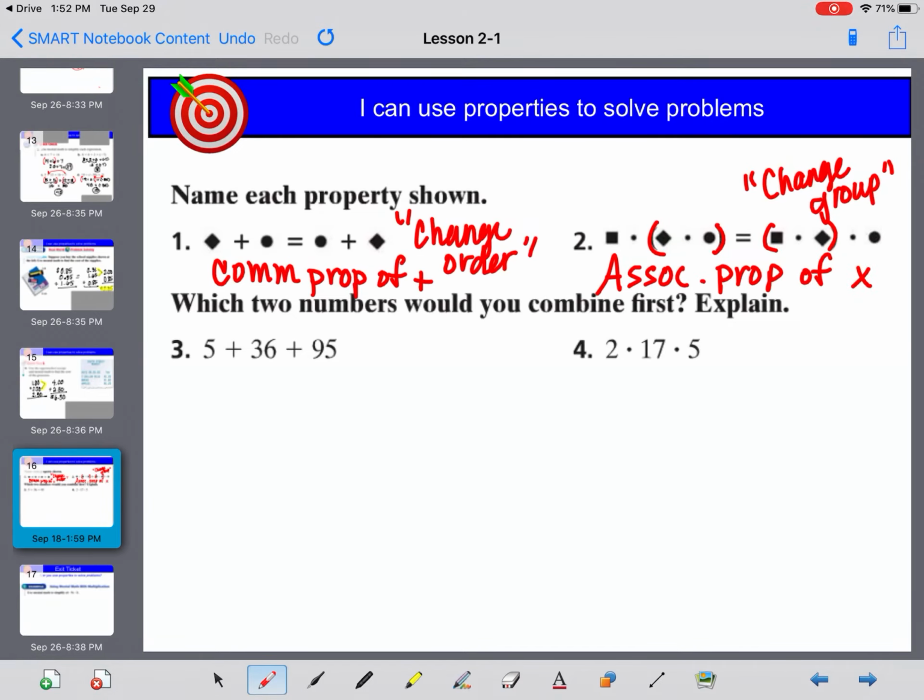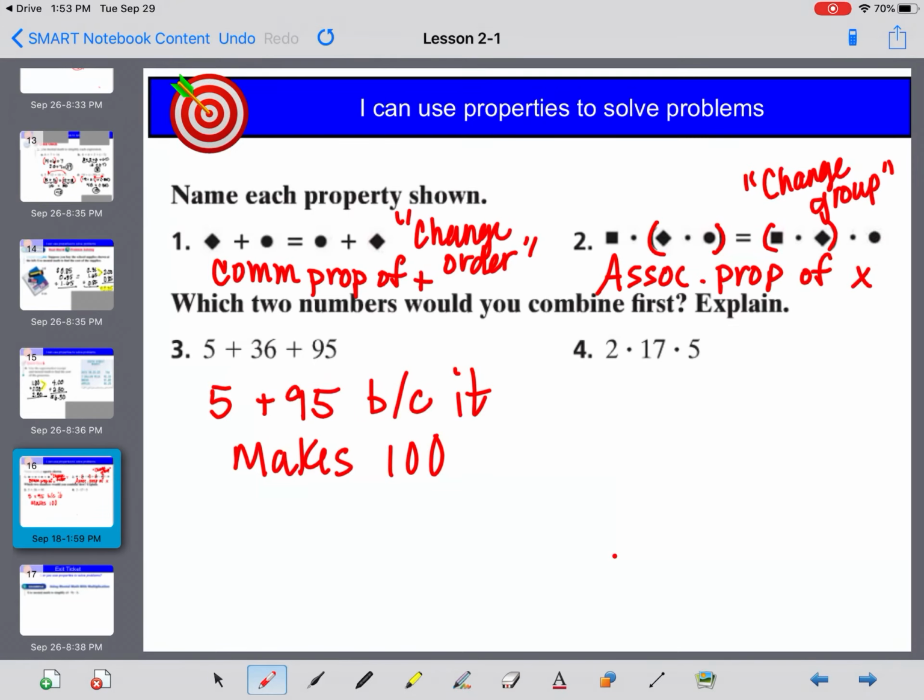Next, which two numbers would you combine first? Explain. Hopefully when you look at this, you think you would combine 5 and 95 first. Why? Because in this case, it makes 100, which is easy to add. Then you can take 100 plus 36. Okay, what about number 4? Hopefully you would say that you would combine 2 times 5 first. Why? Because it makes 10. And 10 is easy to multiply by.